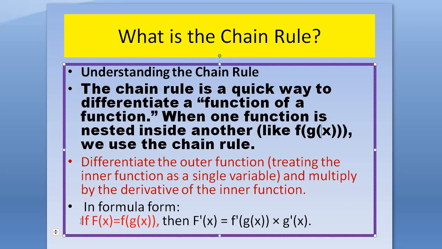Both we multiply. Now its formula: if f(x) is equal to f of g(x), then f prime of x is equal to f prime of g(x). Here g(x) is constant, we are treating it as constant, not differentiating it, and multiply by g prime of x, that is the derivative of the g function. So it means the function has two functions nested in it.